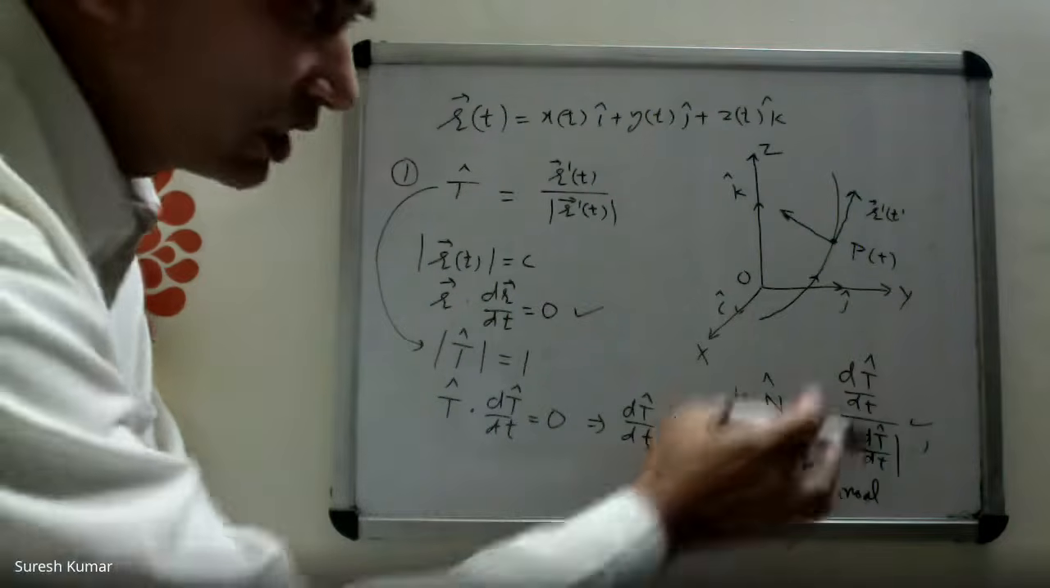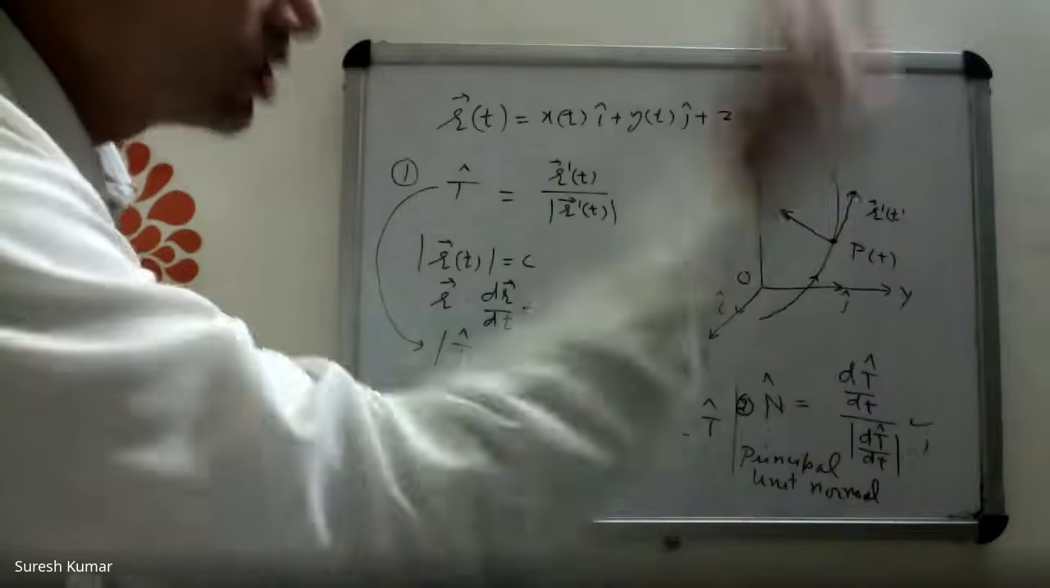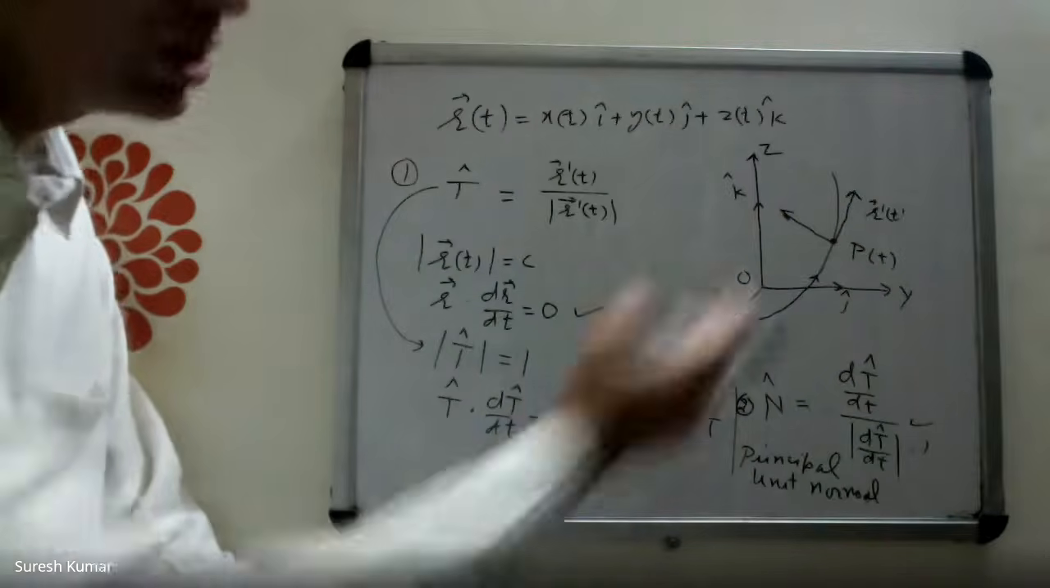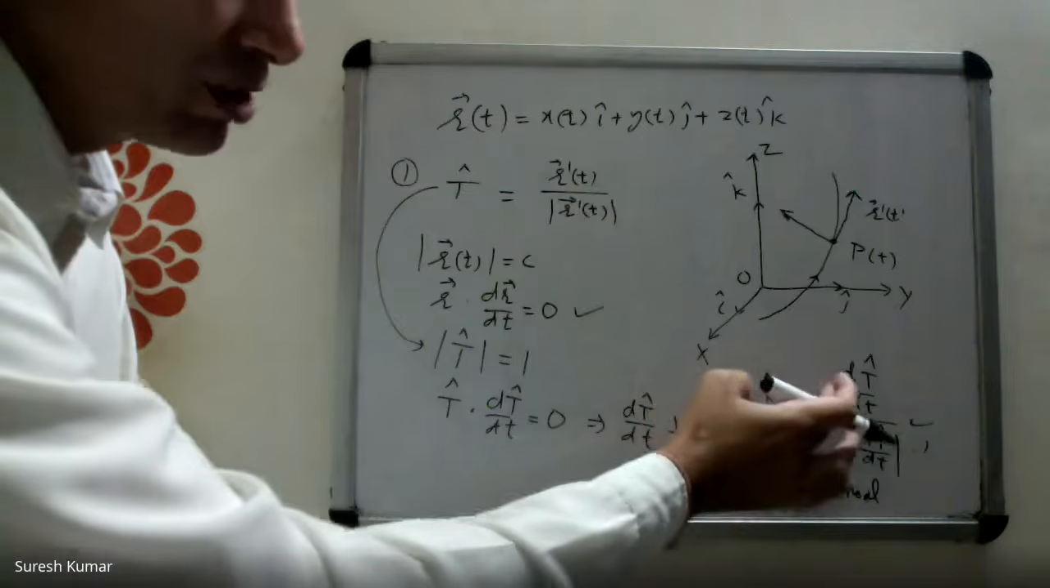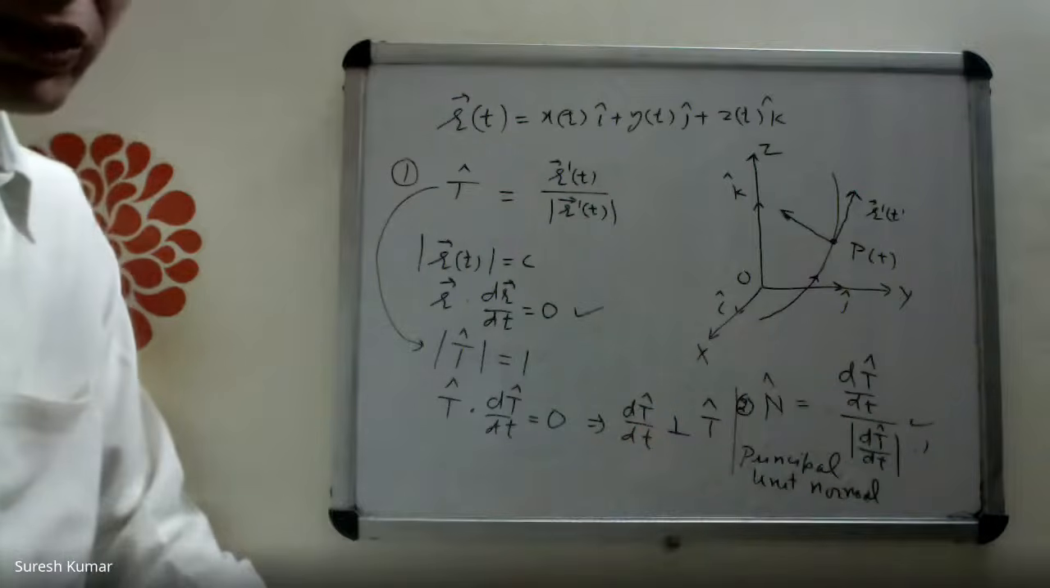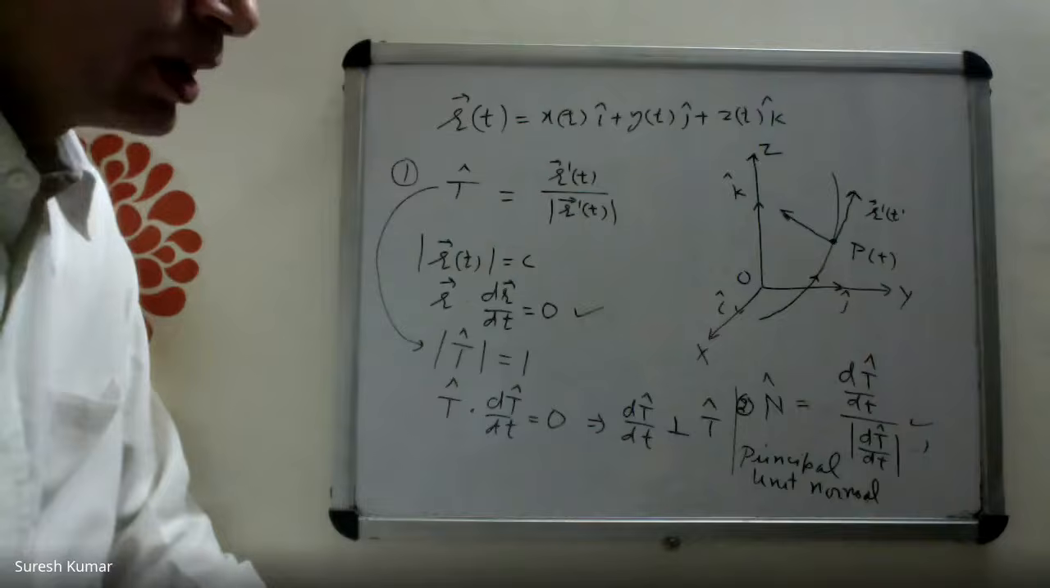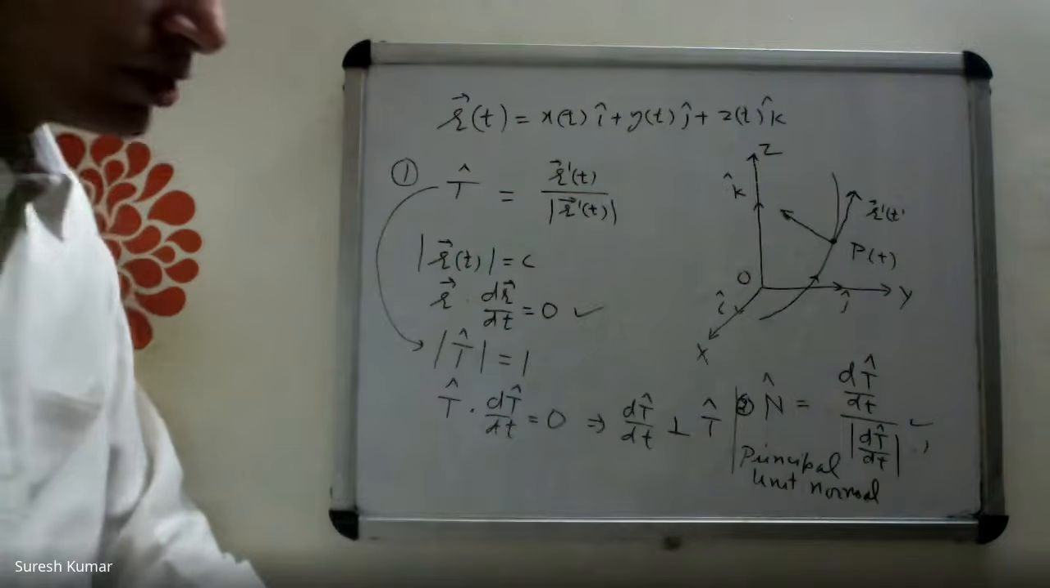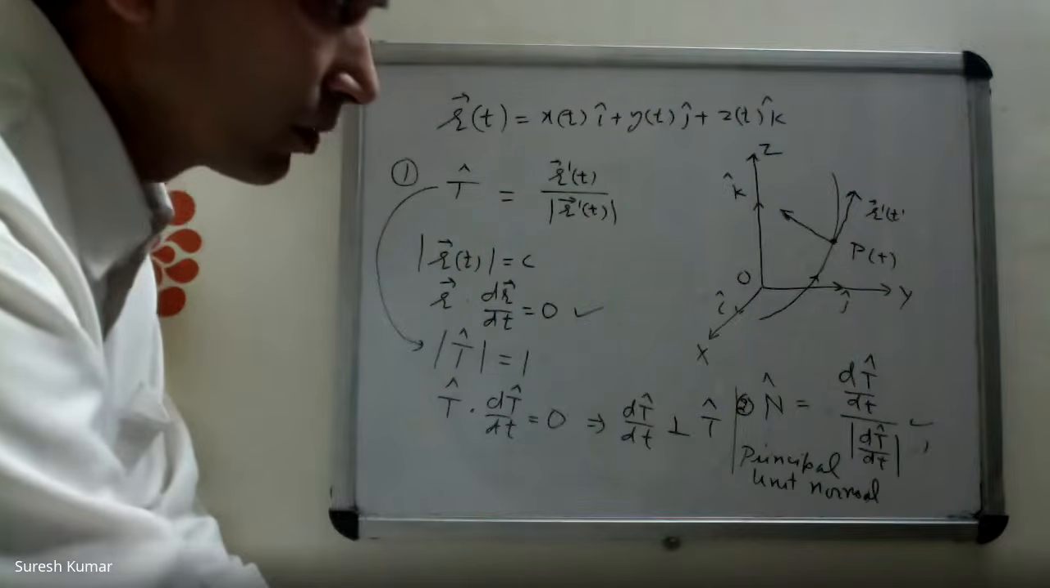So keep these two points in mind about N cap. First of all, it is unique. It's not that the curve is in space and you can draw the normal in any direction. Yes, you can draw many normals, but this normal is coming from this limit. So it's unique. And it always acts towards the concave side.